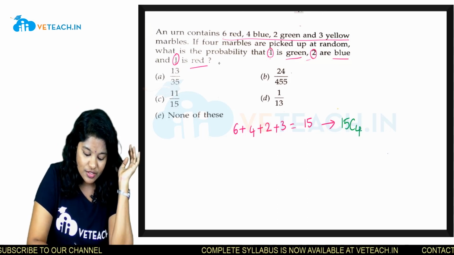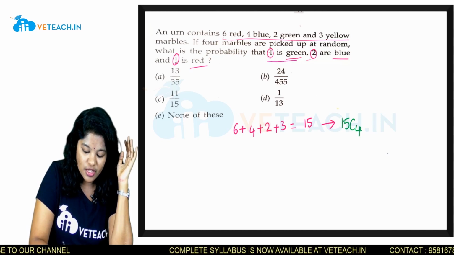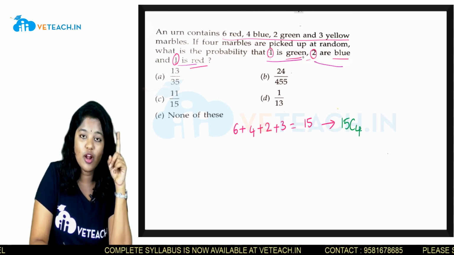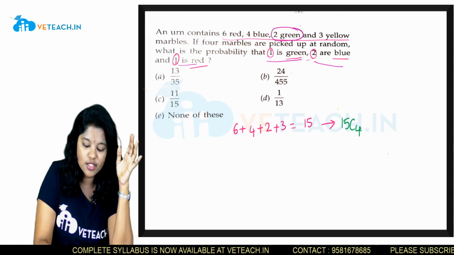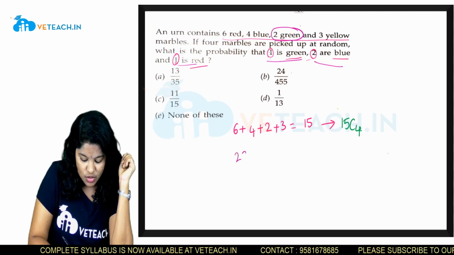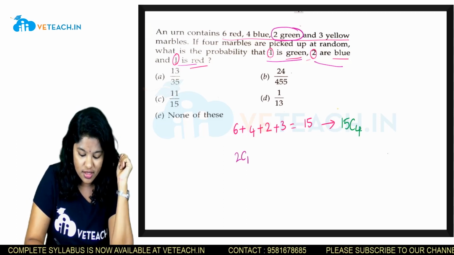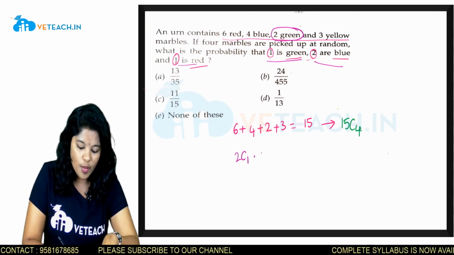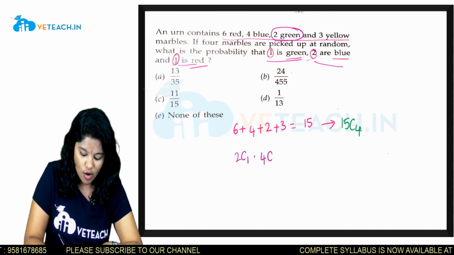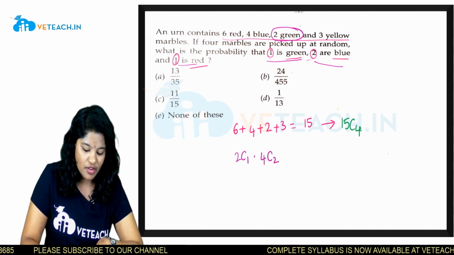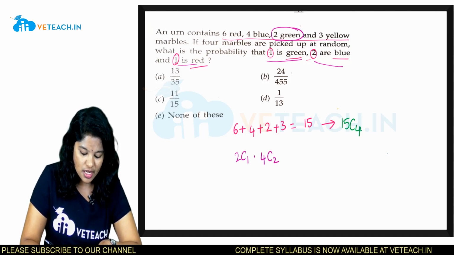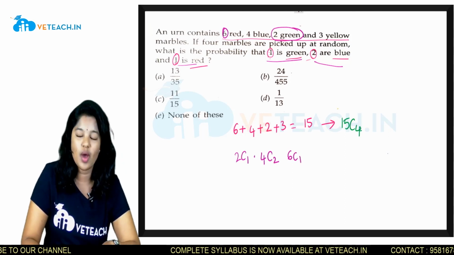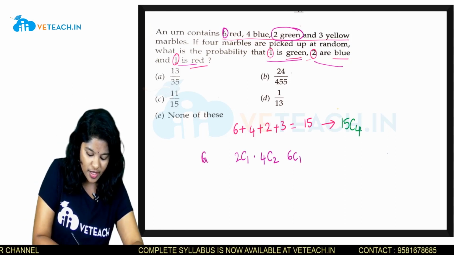Now, they asked us to find the probability that 1 is green, 2 are blue and 1 is red. So out of them, 1 should be green. So how many green marbles are there in total? 2 green marbles are there. So out of 2 green, you should pick 1 green, and you should also pick 2 blue marbles. How many blue marbles are there? 4 blue marbles are there. Out of them you should pick 2, and 1 red marble. How many red marbles are there in total? There are 6 red marbles. So out of the 6 red marbles, you should pick 1 red marble. So this is our favorable event.